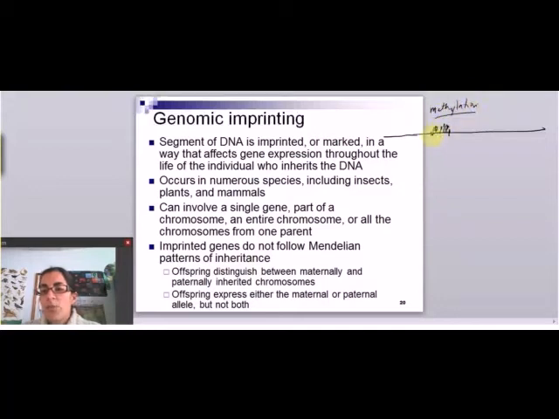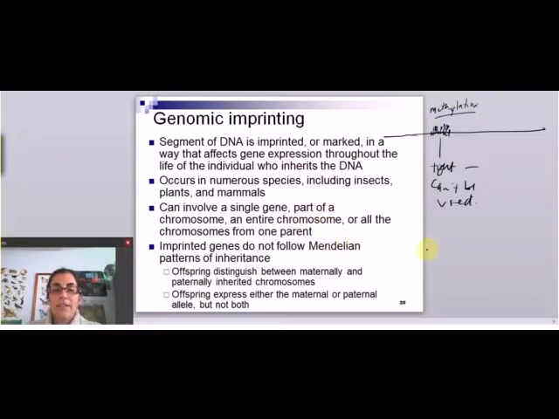And the methylation will make this part of the DNA become very tight. And again, when we make DNA be tight, it can't be used. We know now that imprinting occurs in many, many different organisms, including ourselves, and that it can affect a single gene, part of a chromosome, or even an entire chromosome.